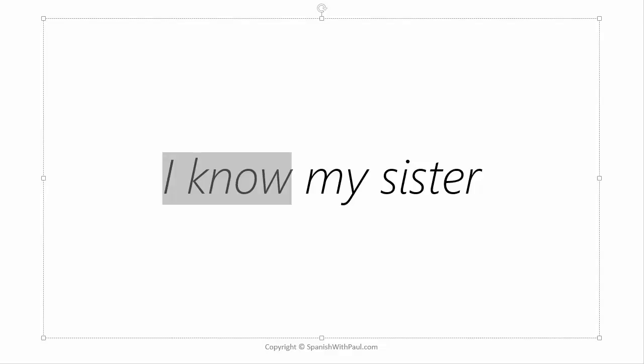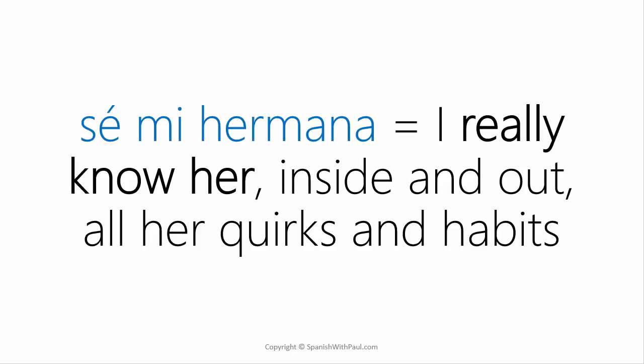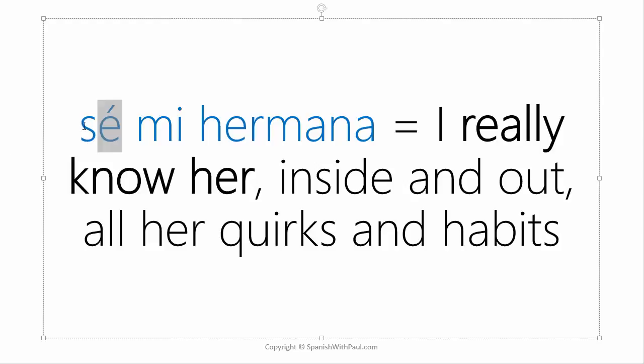Because the intimacy or the level of knowledge about your sister is so much deeper, it makes more sense to use sé. So it would be sé mi hermana. I know my sister, meaning that I really know her inside and out, all her quirks and habits, her routines. I really know who she is. So this sé is giving it that extra depth of understanding and implying that extra depth of knowledge.